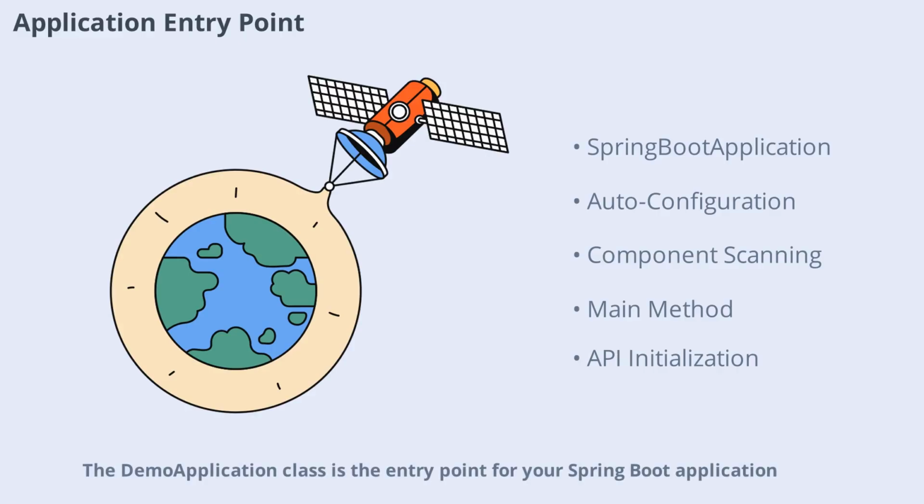The DemoApplication class is the entry point for your Spring Boot application. Annotated with @SpringBootApplication, it enables auto-configuration and component scanning. The main method launches the application, initializing all components and making your API ready to serve requests.